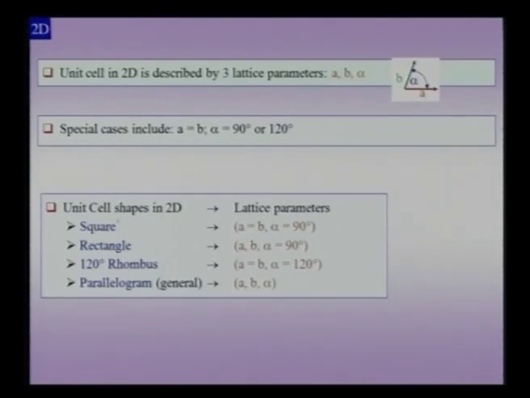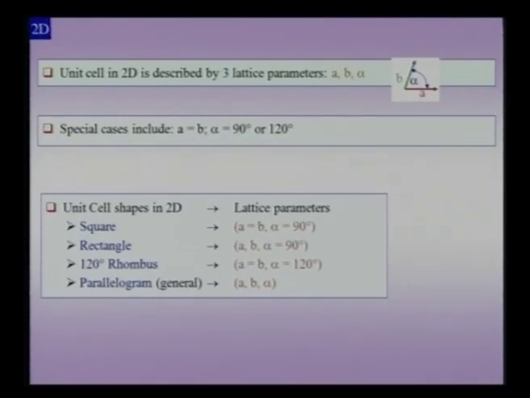These are the square, the rectangle, the 120 degree rhombus, and the parallelogram. In the square unit cell, A equals B and alpha equals 90 degrees. In the rectangle unit cell, A and B are arbitrary numbers not equal to each other, and alpha is still 90 degrees. In the 120 degree rhombus, A equals B, but alpha has a special constraint: it should be 120 degrees. The parallelogram unit cell is the most general unit cell possible, wherein A, B and alpha are 3 parameters with no constraints placed on them.